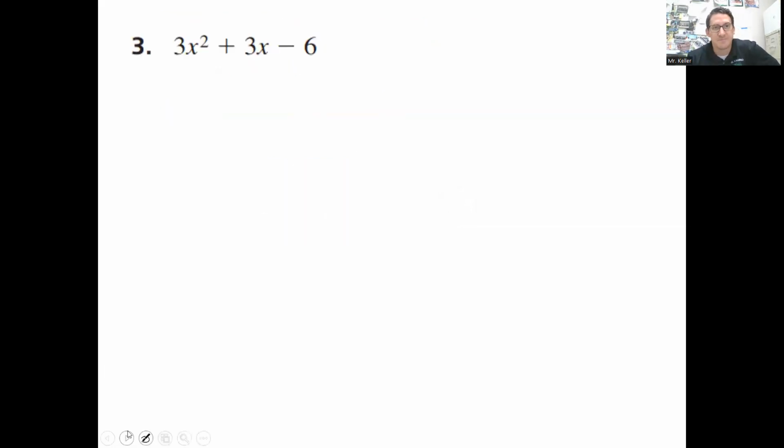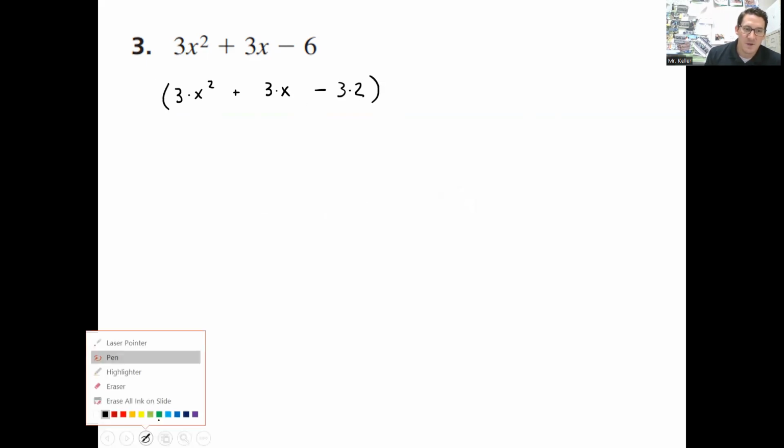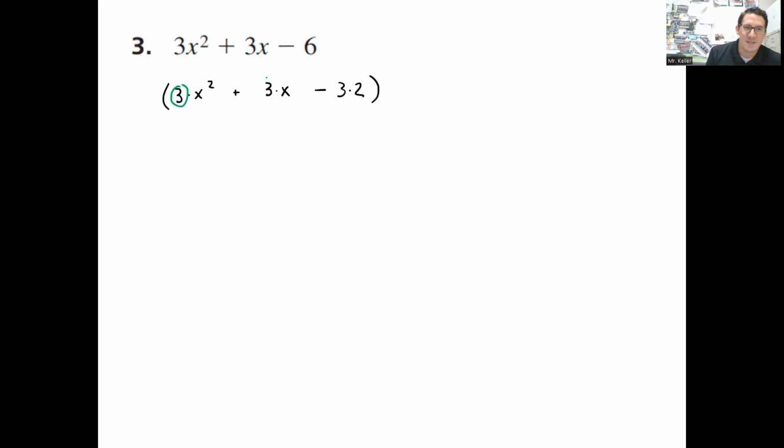Next example. Here, check for the GCF first. Again, I'm going to expand things. So it'll be 3 times x squared plus 3 times x minus 3 times 2. Hopefully you are getting good enough that you can do this part in your head. We can see each of those terms shares a factor of 3, so that 3 is going to go on the outside. And so then I have 3 times x squared plus x minus 2 left over.